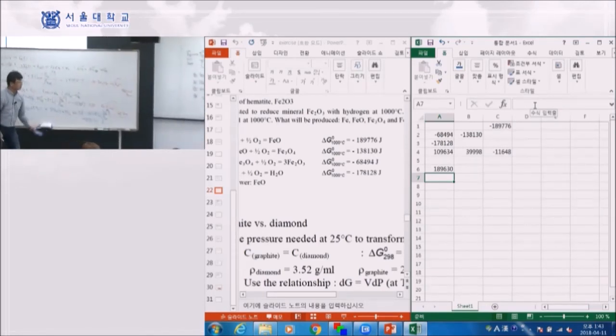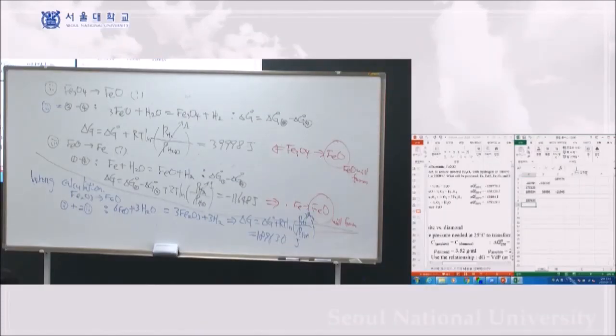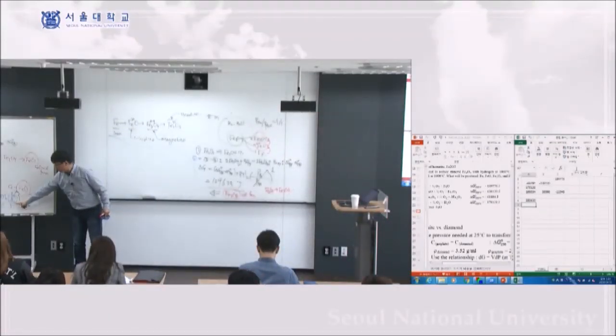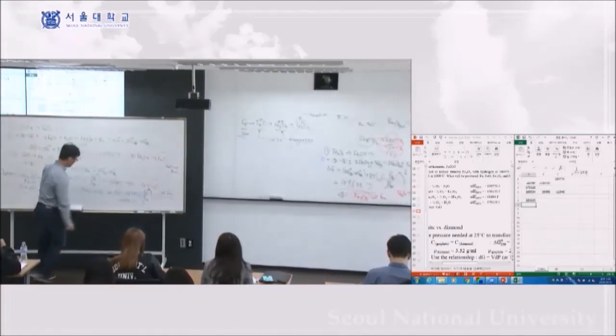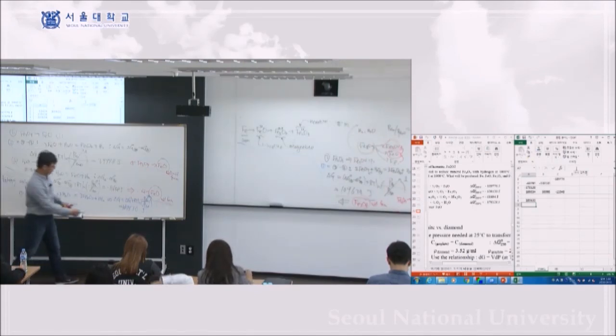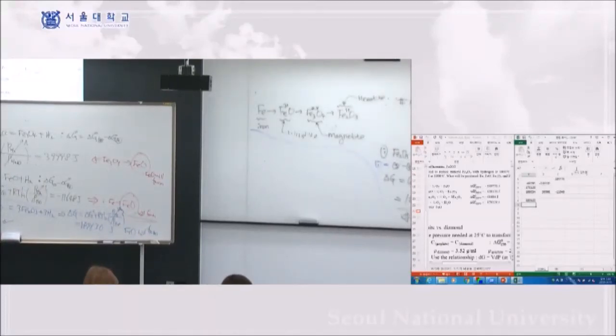Is it okay? And then let's look at another equation. Let's just delete this one here. So that means this is very positive. So according to this one, what will happen? This one going to this direction, and FeO will be formed there. So is it okay? According to this one.